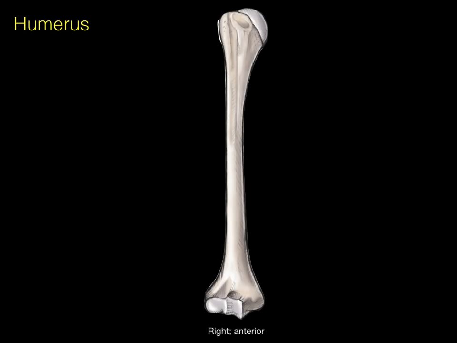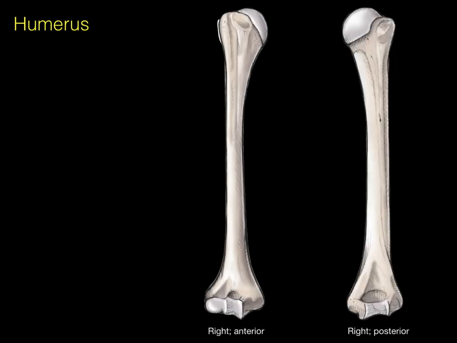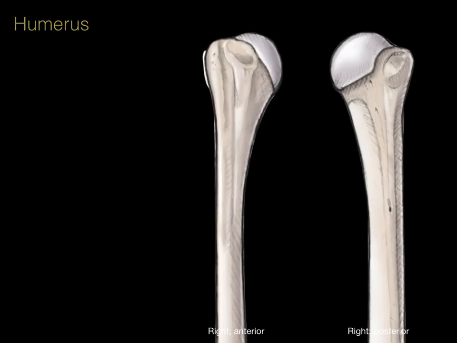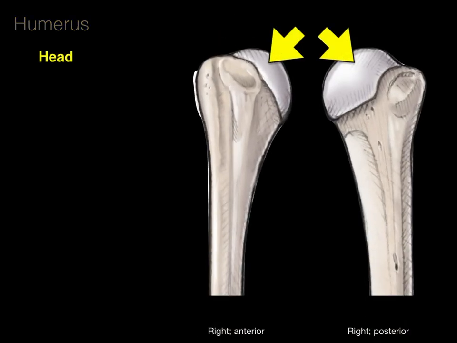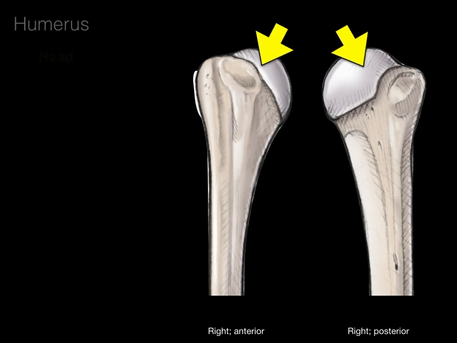Now let's talk about the humerus. So there's an anterior view of the right humerus and a posterior view of the right humerus, and this is the principal bone of the arm. And the proximal landmark is called the head because it's at the very top. It's round, looks like a head, and that's what serves as the ball portion of the ball and socket joint of the glenohumeral joint. That's what articulates with the glenoid fossa.